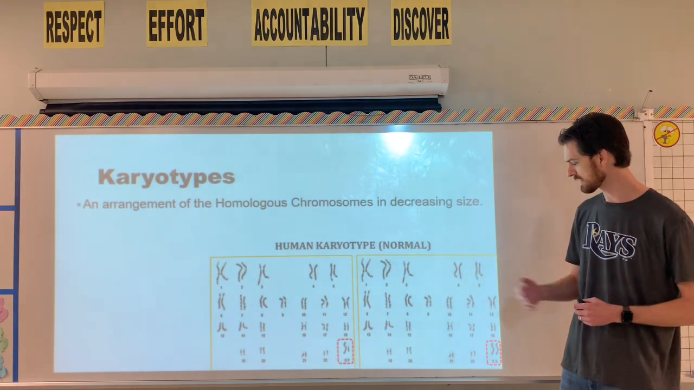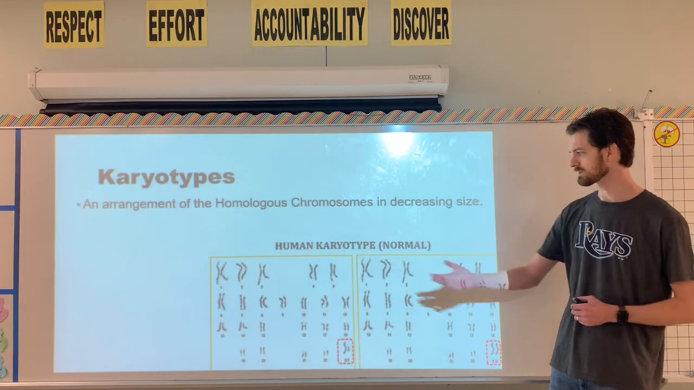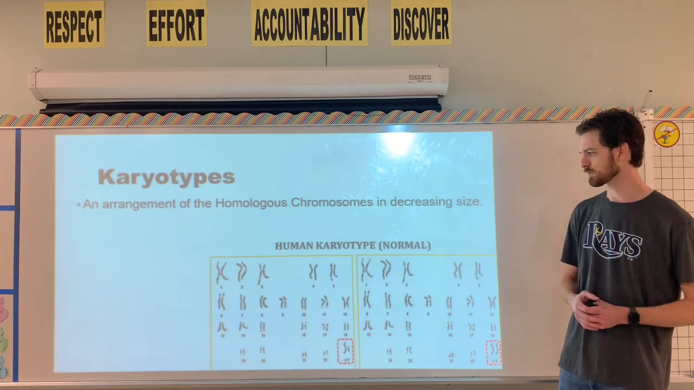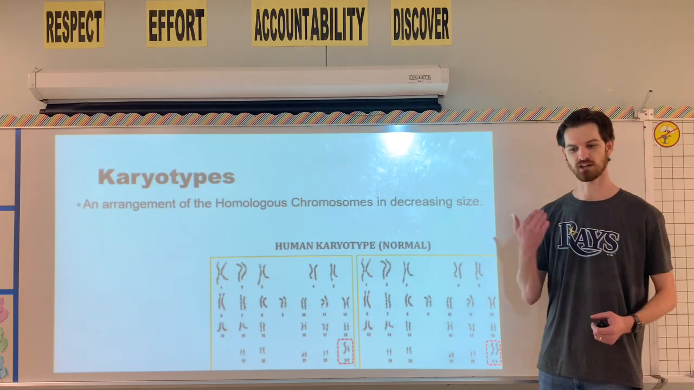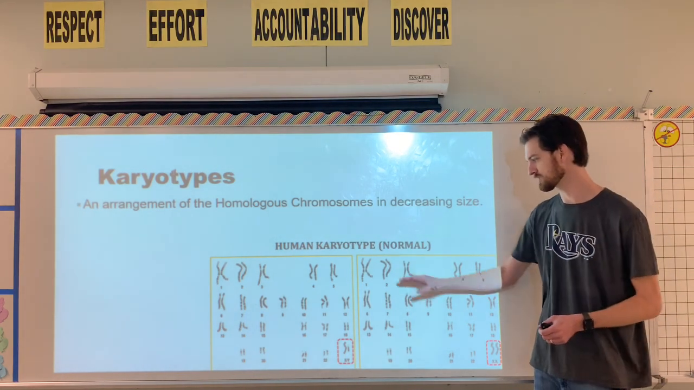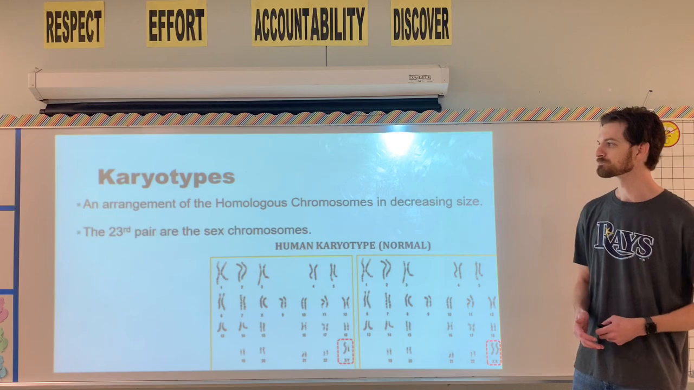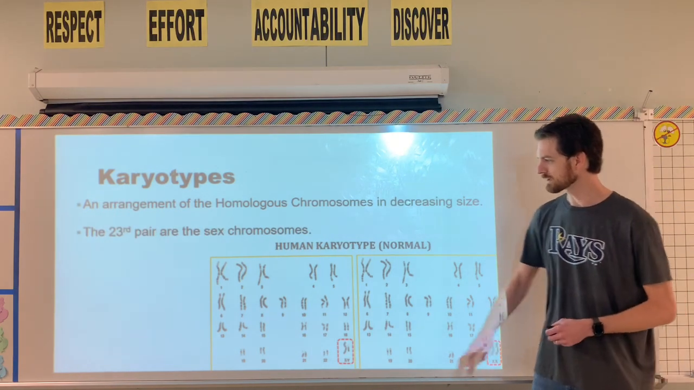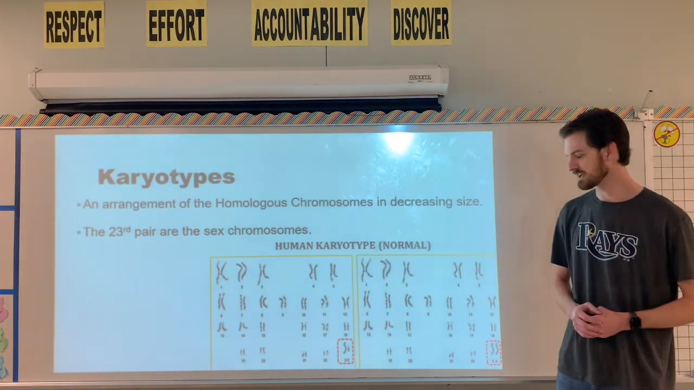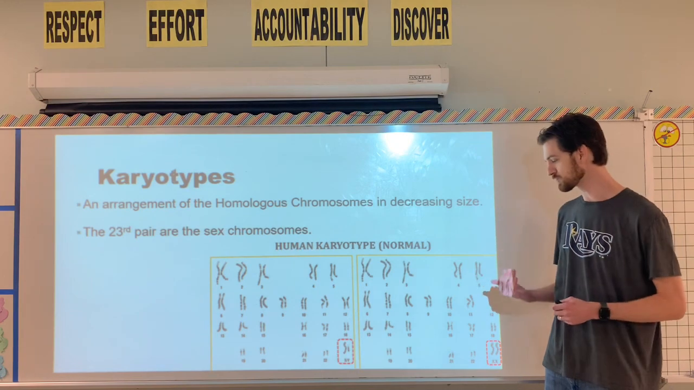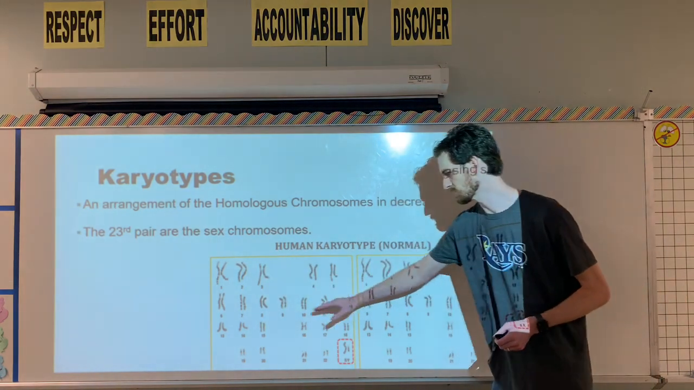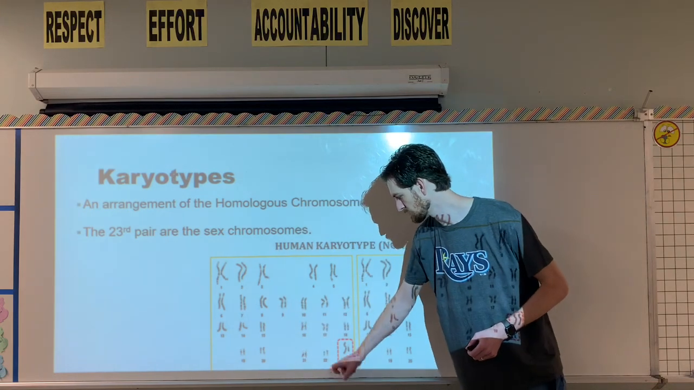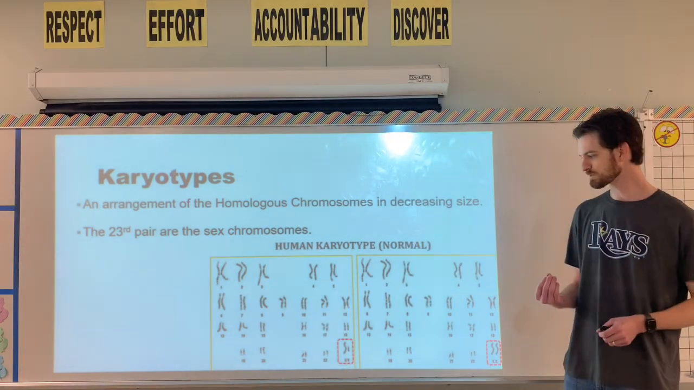So here's a human karyotype showing you kind of the breakdown of the chromosomes. Now they call this one a normal karyotype because it doesn't have a trisomy or a monosomy. Everything is just paired up normally. The chromosomes are actually ordered and numbered 1 through 22 based on their size. So if you can see chromosome number 1, it gets smaller and smaller as you go through the chart. As you get down to 22, those are the smallest chromosomes we have.